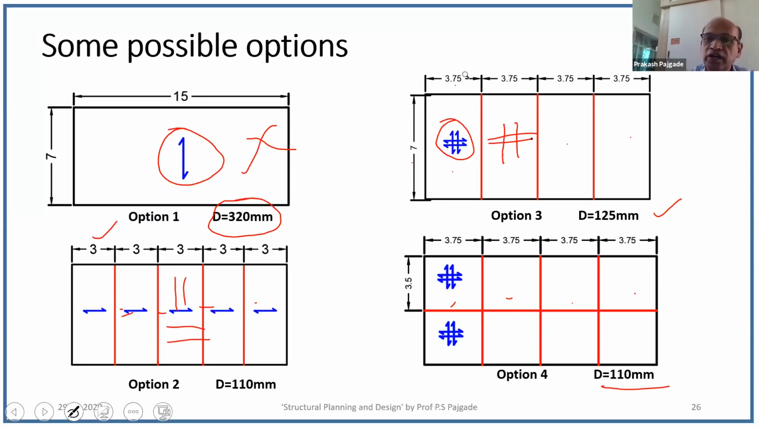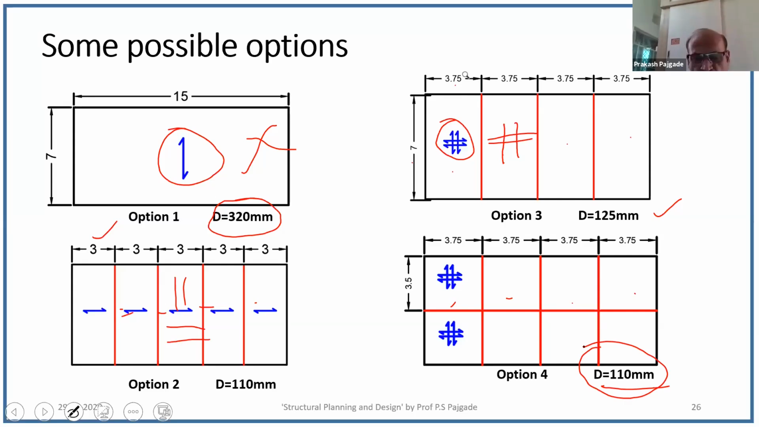So this third and fourth option will be better. Fourth will be better. Thickness required will be 110. There is no point in providing panel dimension less than 3 meter or less than this, because in any case we'll have to provide minimum 100 millimeter thickness from vibration control point of view.